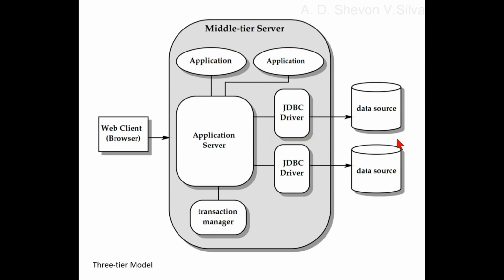3. The underlying data source, the tier where the data resides. It can include relational DBMSs, legacy file systems, object-oriented DBMSs, data warehouses, spreadsheets, and other means of packaging and presenting data. The only requirement is a corresponding driver that supports the JDBC API.